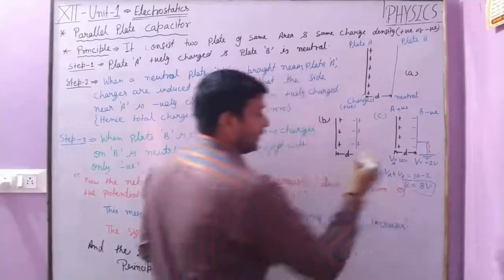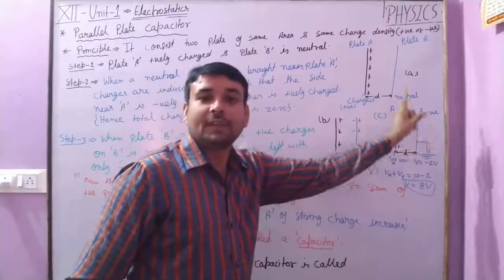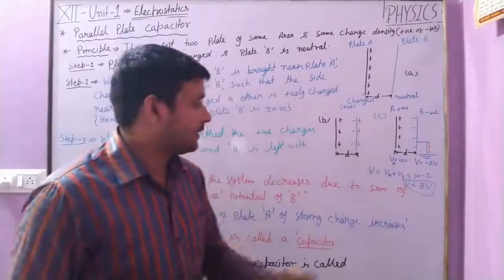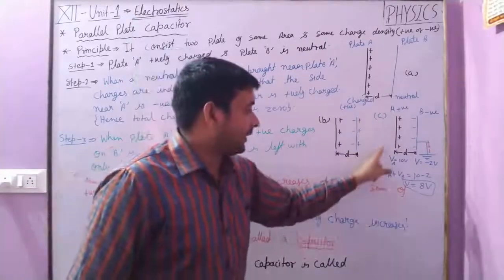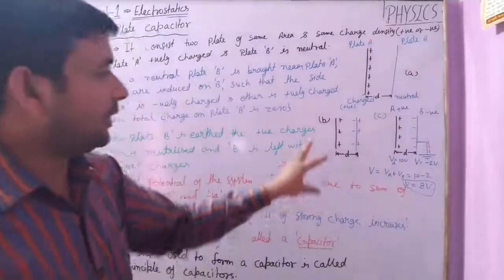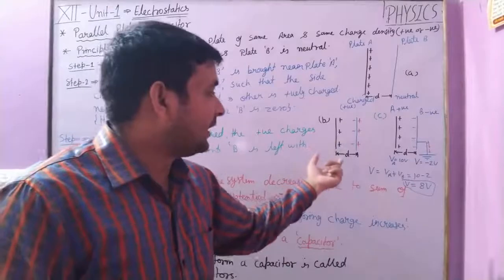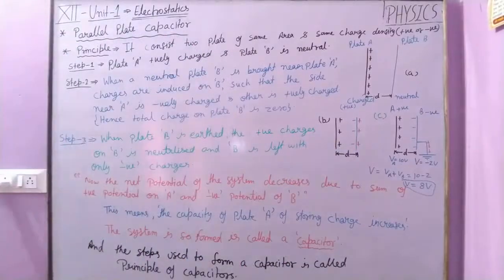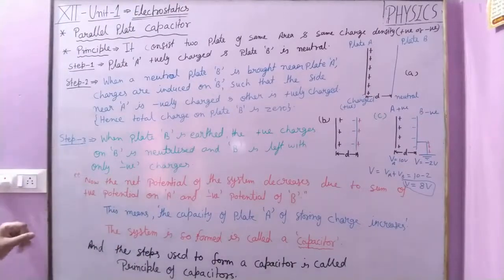So it is very clear, the potential of plate A is decreased when the neutral plate is kept near to it, and hence the capacity of plate A to hold extra charge is also increased because of less potential. This particular arrangement of two similar plates at a certain distance is known as the principle of parallel plate capacitor. So this is all about the principle of parallel plate capacitor and how we form a capacitor.